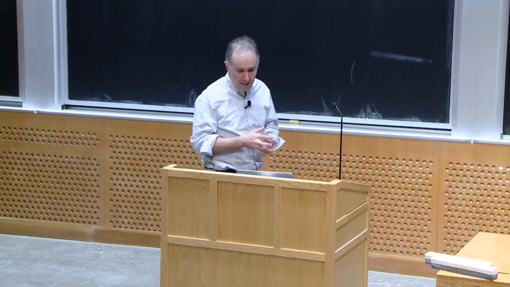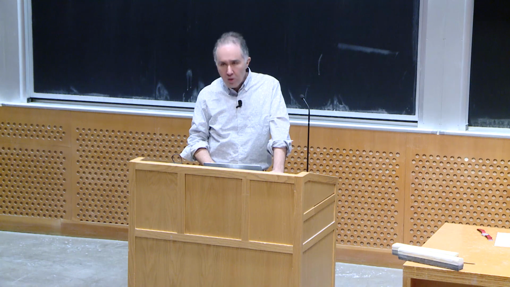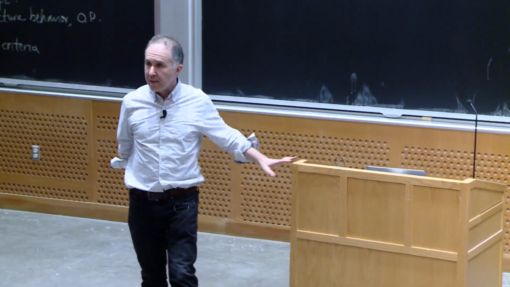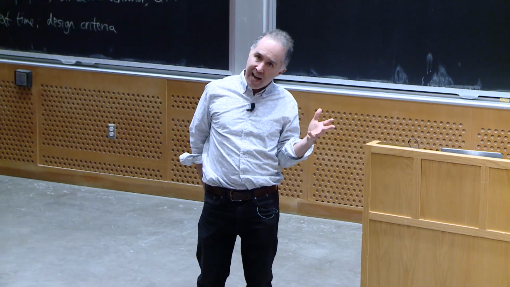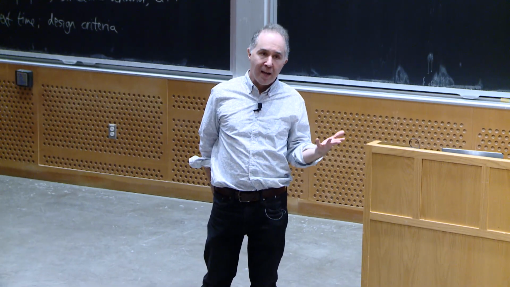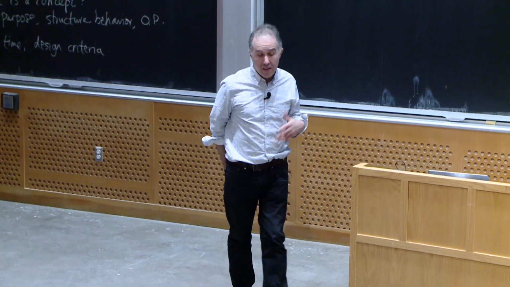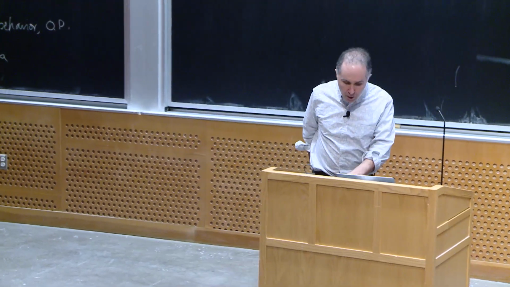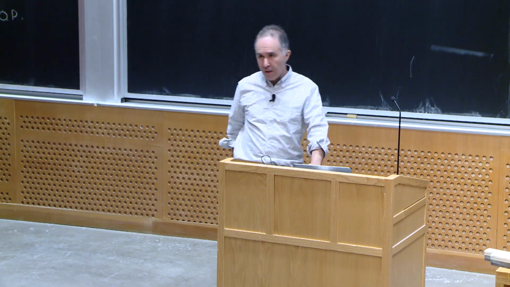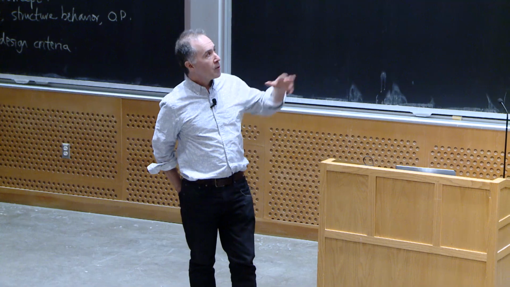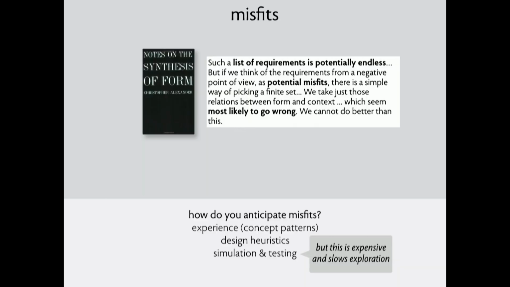Another thing you can do to anticipate misfits is you can use the design heuristics, which I'm going to teach you on Wednesday. And a third thing is that you can do simulation and testing. This is what the field of design thinking is all about. It says, we don't really know how anything's going to turn out, so give it a try. Make a prototype, try it on some users, and get some nasty surprises. Okay? And that can be a very valuable thing to do. The problem is that tends to be pretty expensive, and it slows down your design exploration. And so what we'd really like to do is as much as possible in the first two categories.